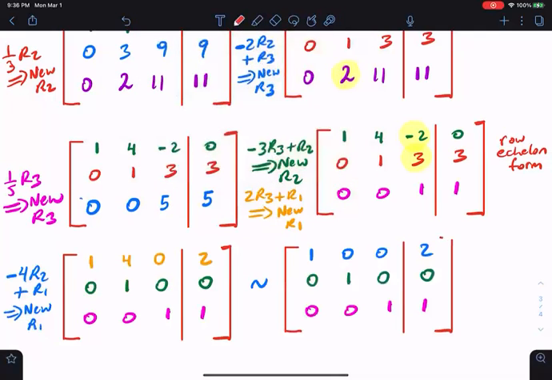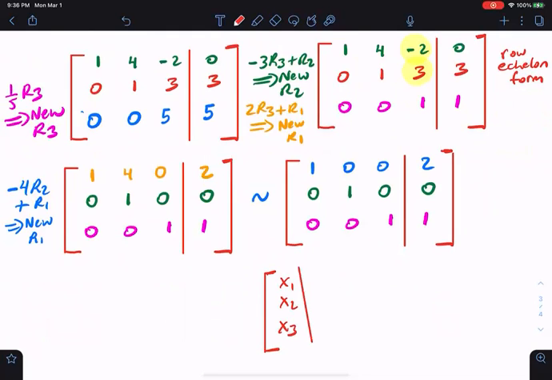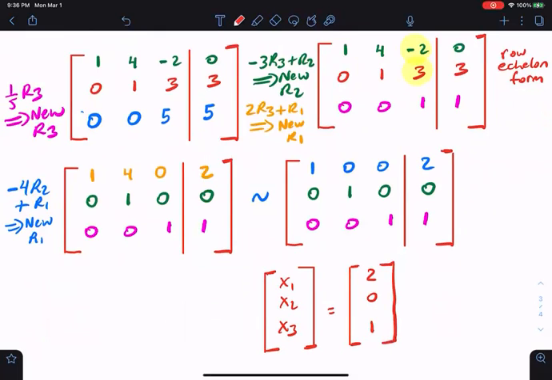So I need to write this in matrix form as a vector. So this is my solution: x1, x2, x3 equals 2, 0, and 1. And this is the answer for this problem. Okay, that's the answer. I hope you understand.